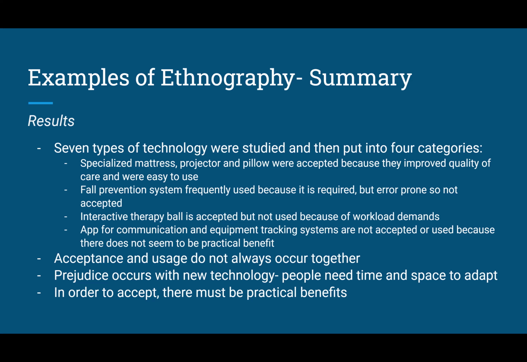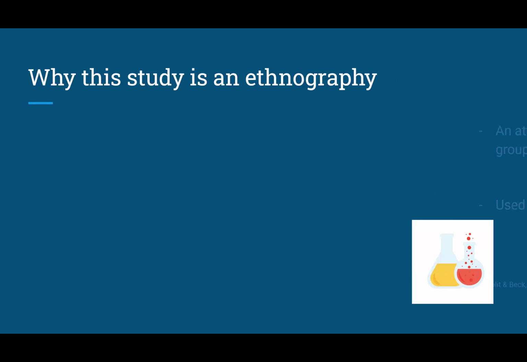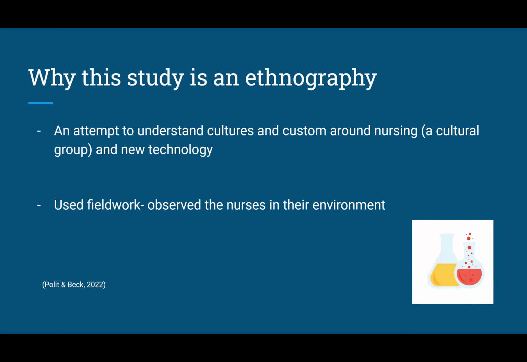In summary, it showed that acceptance and usage do not always occur together. They found that there's often prejudice with new technology, and people need time and space to adapt before they use them. In order for nurses to accept these new technologies, they must feel there are practical benefits for them. This study was an ethnography because it was attempting to understand the culture and customs of a particular group, in this case a group of nurses and how they felt about new technology. It also used field work to observe the nurses as well as survey them.